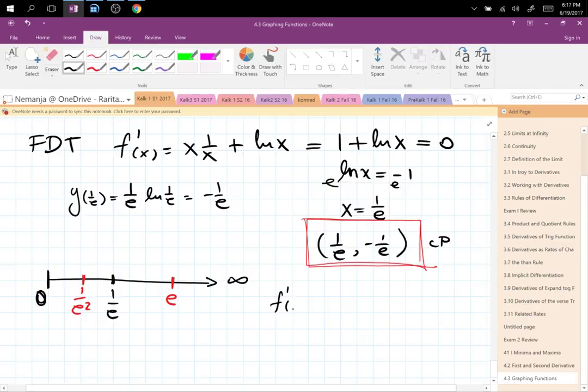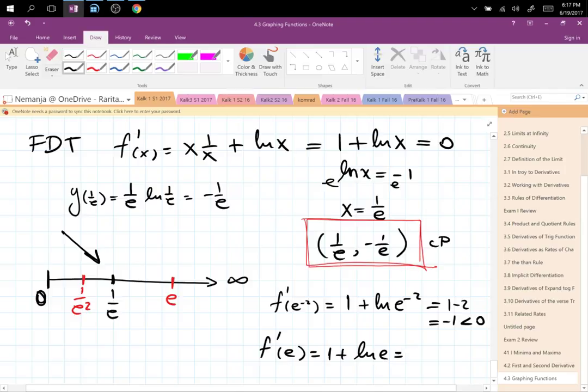So first derivative computed at e to the minus 2, which is 1 over e squared. When I plug that in, I get 1 plus ln e to the minus 2, which is 1 minus 2, which is negative 1. That's less than 0. I have a decrease. And the first derivative computed at e is just 1 plus ln e, which is 2. That's larger than 0. So our point over here is the minimum, right? It's a minimum. Cool beans.